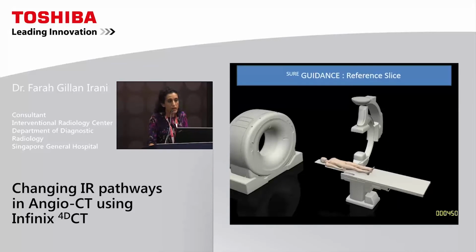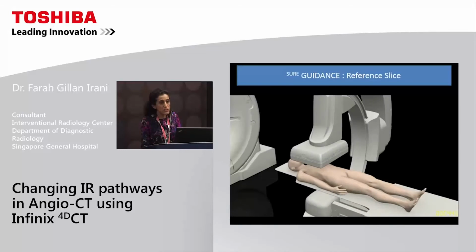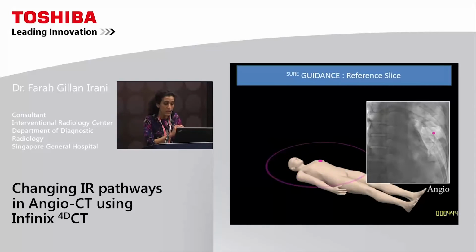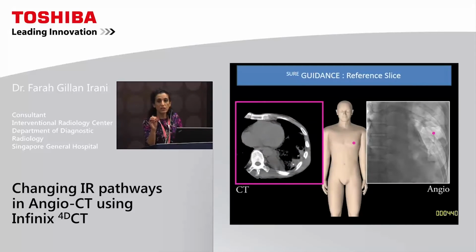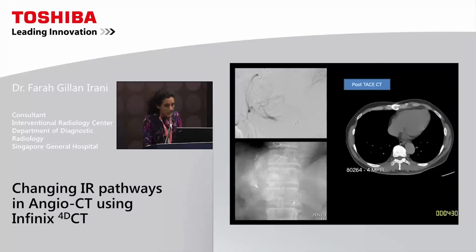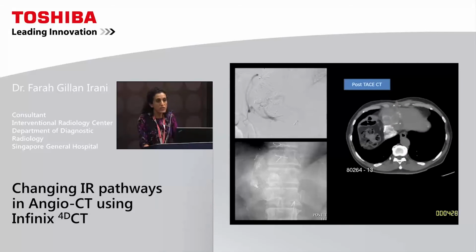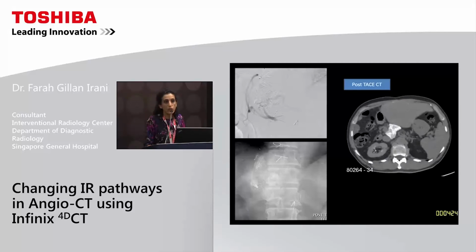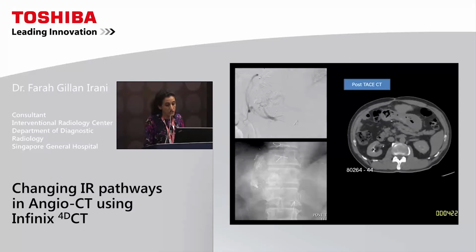This is your guidance reference slice system, and it's quite useful because if you see a blush present where you think there is tumor and you've done a CT scan, you can put the cursor on it, and it will automatically bring up the slice which shows the blush. That will help you decide whether your angiographic findings are in concordance with your CT. With the system, you can also do a post-TACE CT, which is very useful, and will tell you what your lipiodol deposition within the tumor is, to know that you've got a good result.